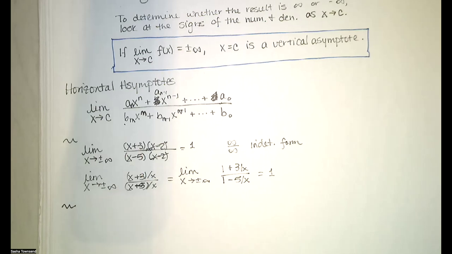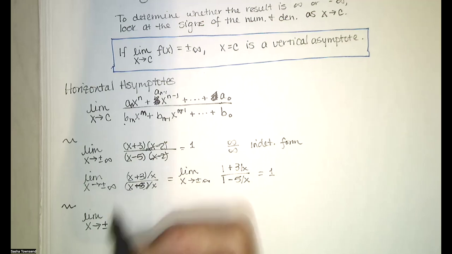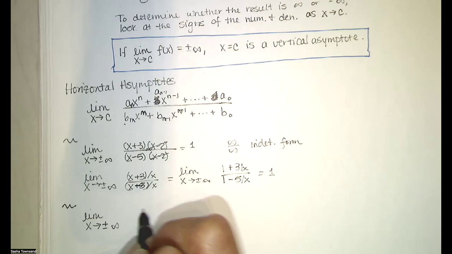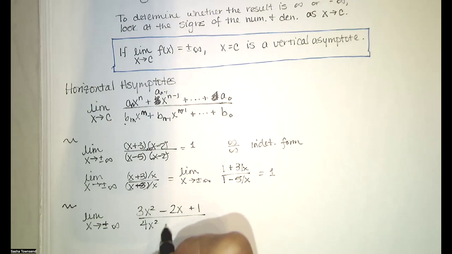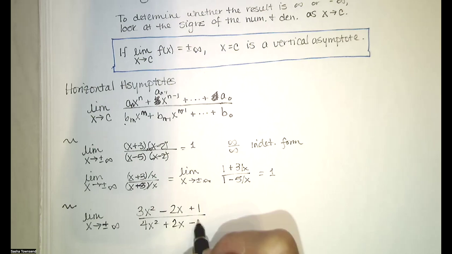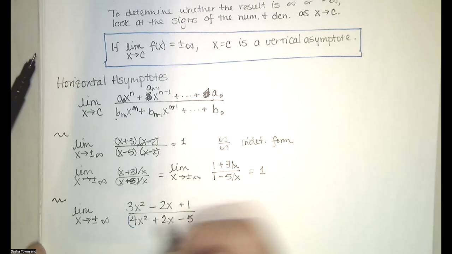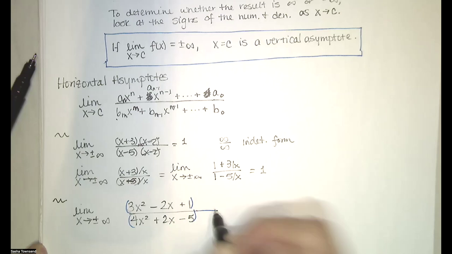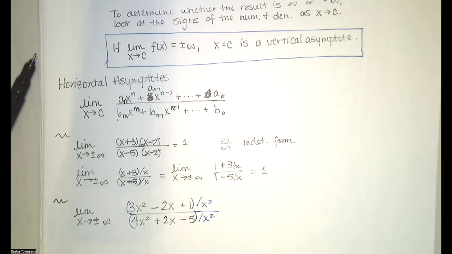Now, in general, if the exponents were the same, we might have something like this. Let's say we have 3x squared minus 2x plus 1 divided by 4x squared plus 2x minus 5. Well, again, in order to figure out what happens as x goes to positive or negative infinity, we're going to divide the numerator and denominator by the highest power of x in the denominator. When we do that, it gets rid of the infinity over infinity indeterminate form.